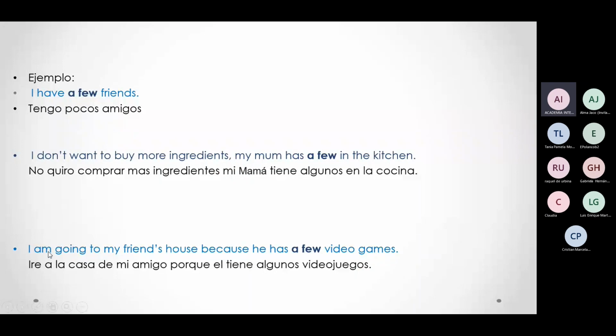And number three, I am going to my friend's house because he has a few video games. Okay, video games is another word that is used with a few, because video games is countable. I can count video games. This is one video game, two video games. I have four video games. So it's something countable. Es algo contable.